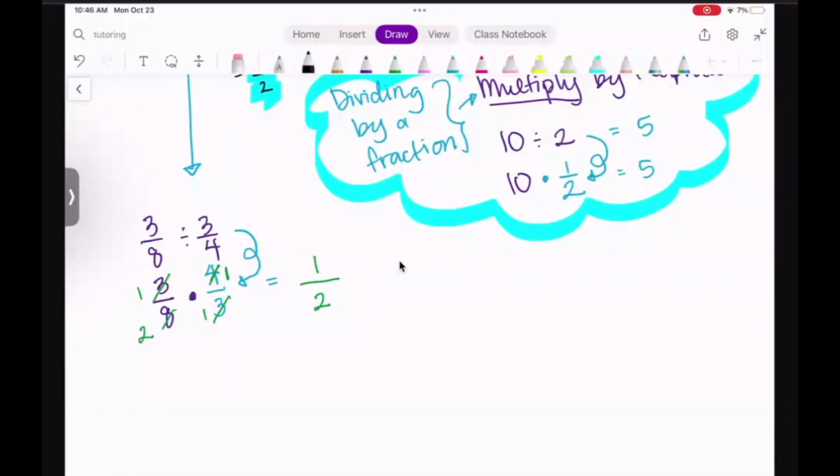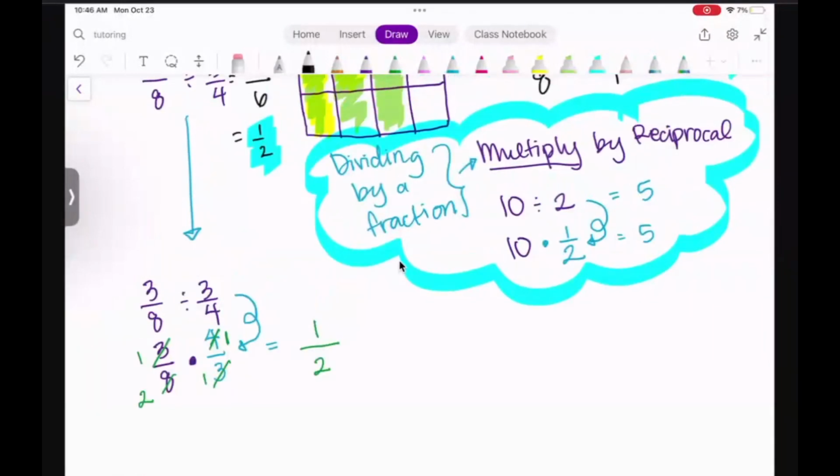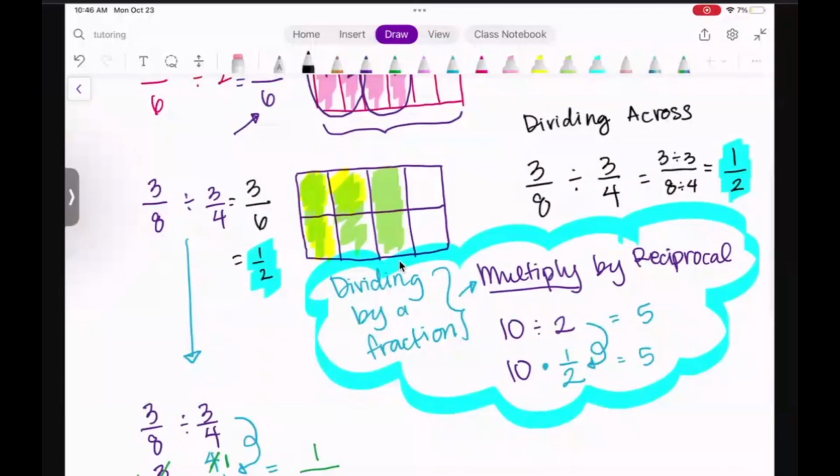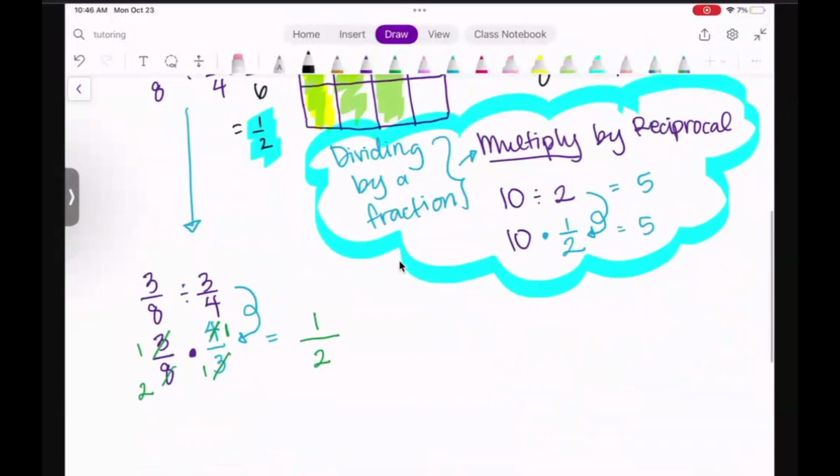Mixed numbers, when you deal with multiplying by the reciprocal or even dividing across, won't work. So the very first thing you have to do is change it so that it's a fraction, no mixed number. So for example, this one says 1 and 2/5. So here's another example. 1 and 2/5, divided by 4/5.